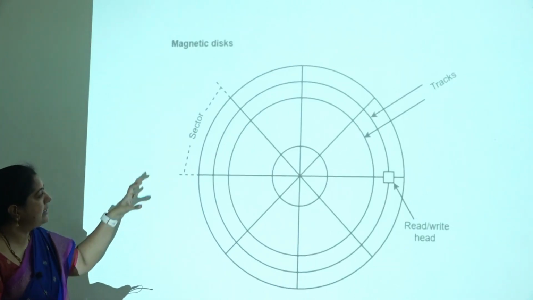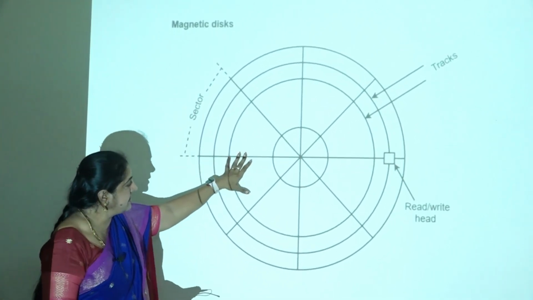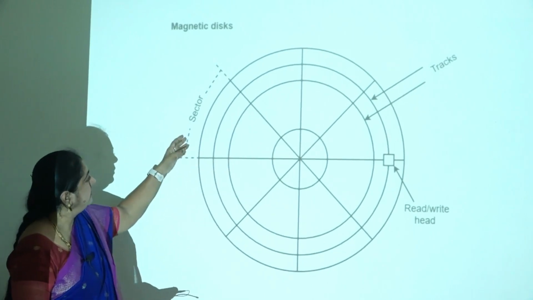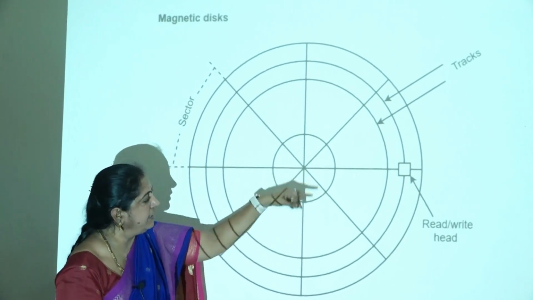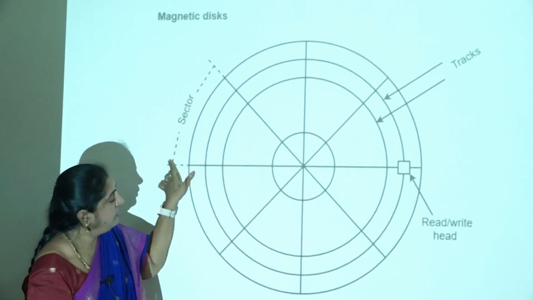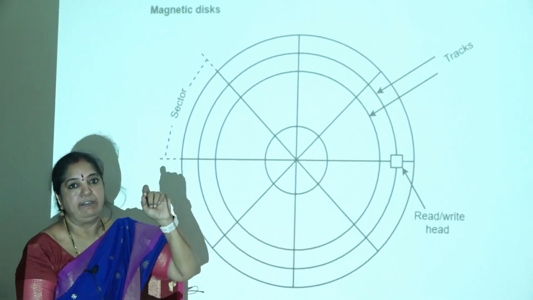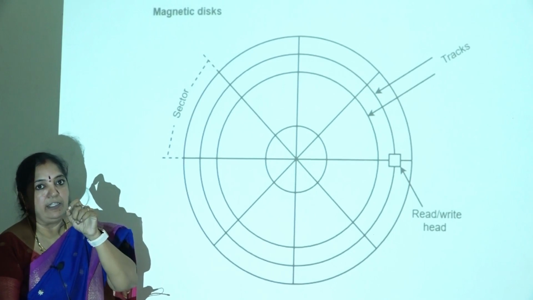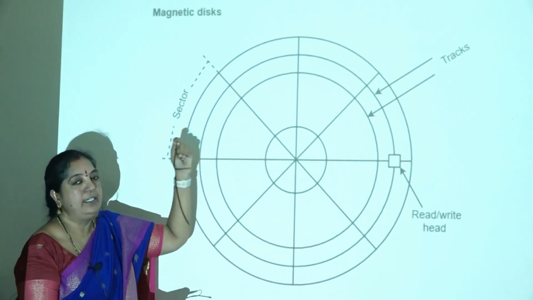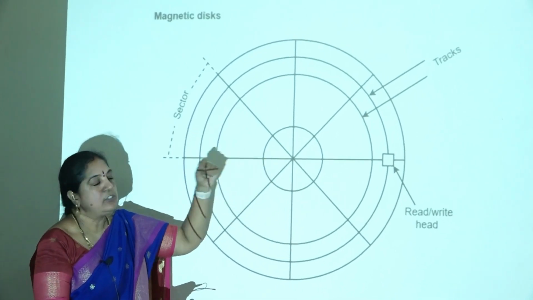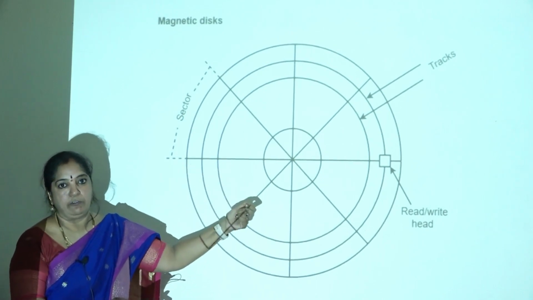Coming to the magnetic disk, its structure is first divided into tracks, then sectors; all these rounds that you see are the tracks, and then it is divided into sectors. A read-write head moves, and based on the address or location, it moves to that location and reads from there. We have various algorithms for how easily we can reach the place we have to read from.